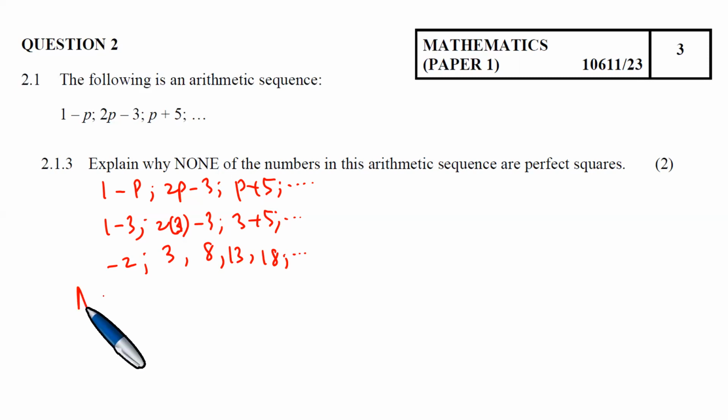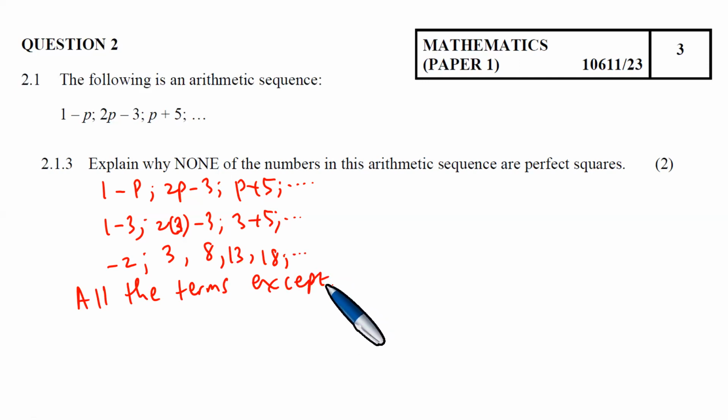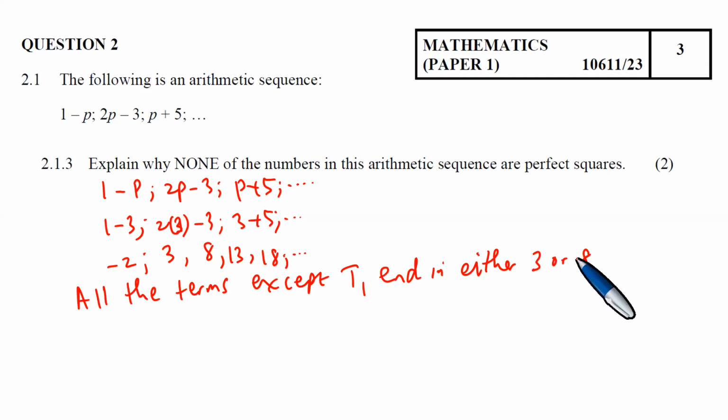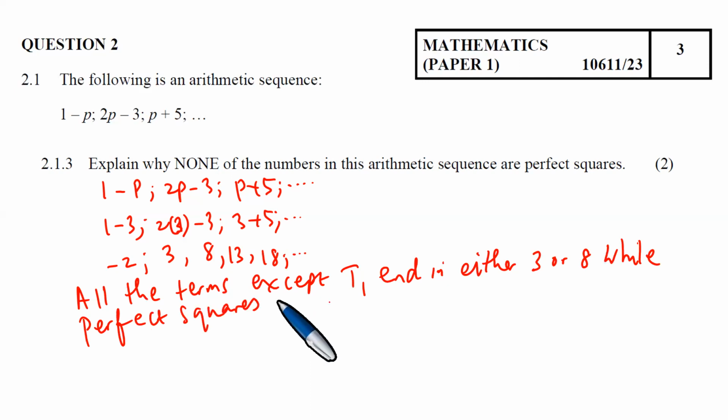So we note that all the terms except T1 end in either 3 or 8, while perfect squares end in 1, 4, 9, 6, 5, 0. So you have that.